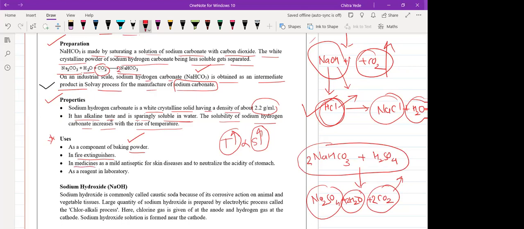In medicine, it is a mild antiseptic for skin disease and neutralizes the acidity of the stomach. We use baking powder, meaning sodium hydrogen carbonate, for that. And as a reagent in the laboratory: for many chemical reactions in the laboratory, we use sodium hydrogen carbonate as a reagent.